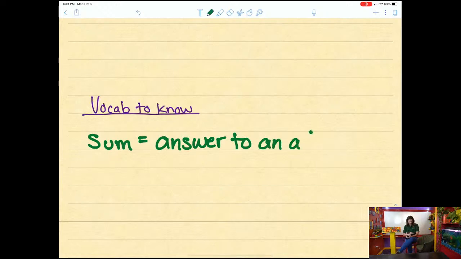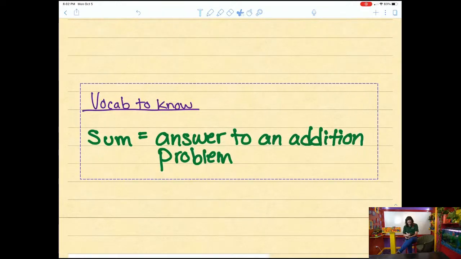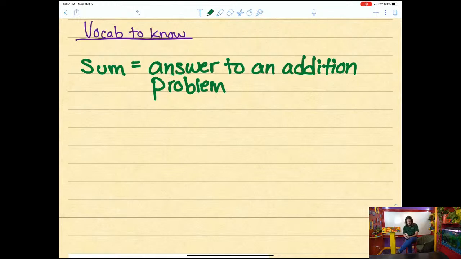We also have, let me move this up here, get more space, the difference. This is going to imply subtraction. It's the answer to a subtraction problem.